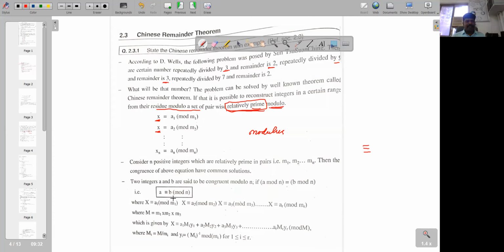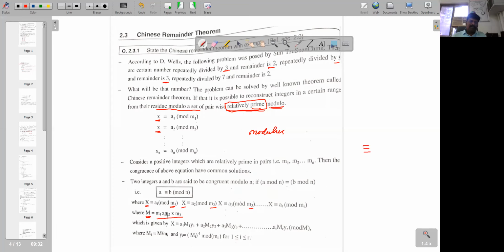For example, suppose the first equation is capital X equal to A1 mod M1, and then X equal to A2 mod M2, and so on; there are 3-4 equations. Here M1 is the modulus for the first equation, M2 is the modulus for the second equation, and M3 is the modulus for the third equation. If we want to find the common modulus, it can be calculated by multiplying all the moduli given in the equations.